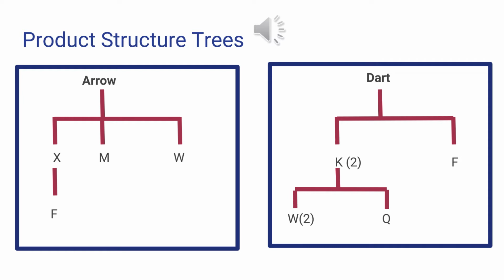Let's look at this diagram again. Each Arrow is made up of 3 subassemblies, X, M, and W, and each X subassembly is made up of 1 component of F. In the case of Dart, each Dart is made up of 2 subassemblies of K and 1 subassembly of F. And each subassembly of K is made up of 2 components of W and 1 component of Q.